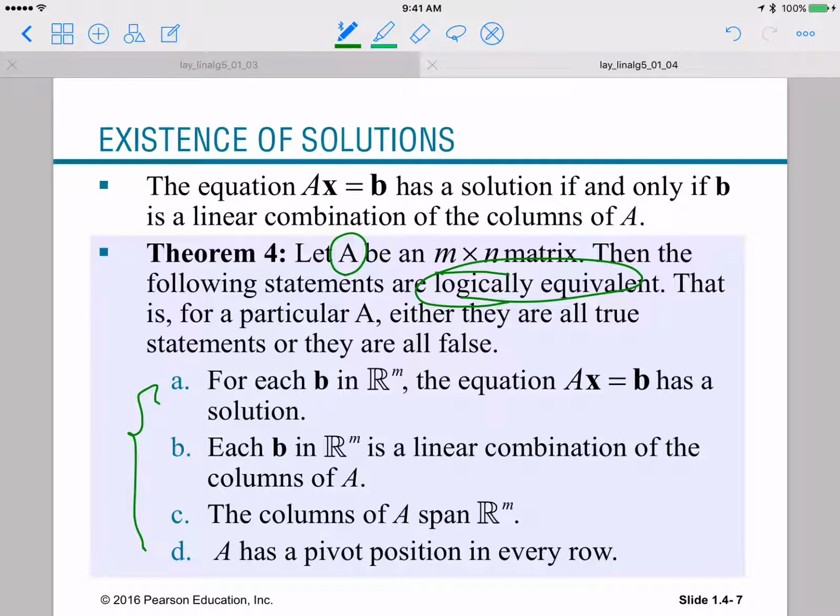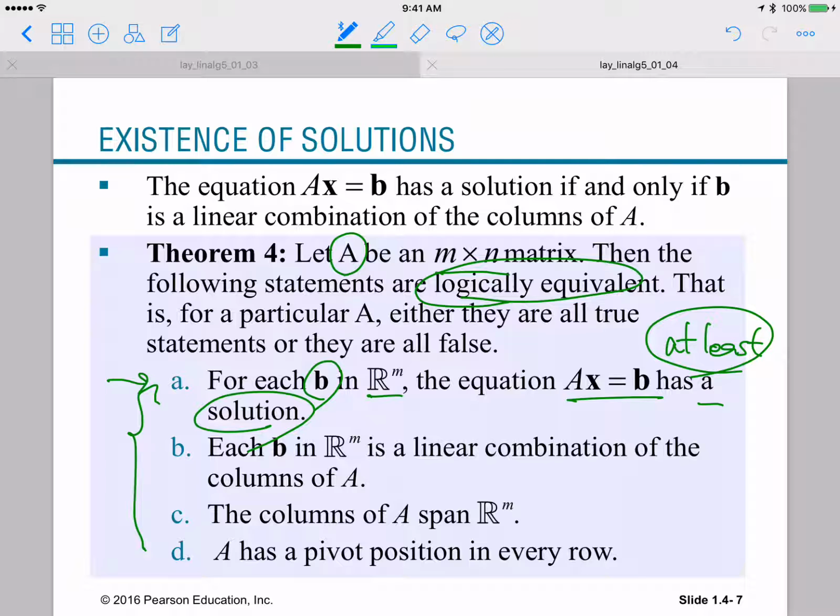So, keeping that in mind, let's read the first sentence. For each b in Rm, the equation always has a solution. And here, please note that this doesn't mean that we have only one solution. It means we have at least one solution. Okay?